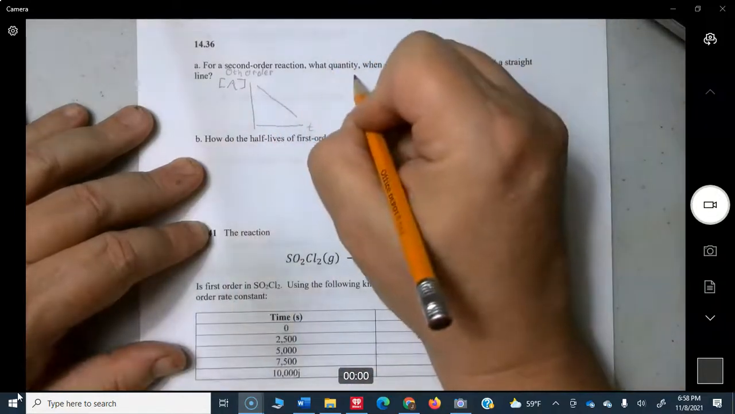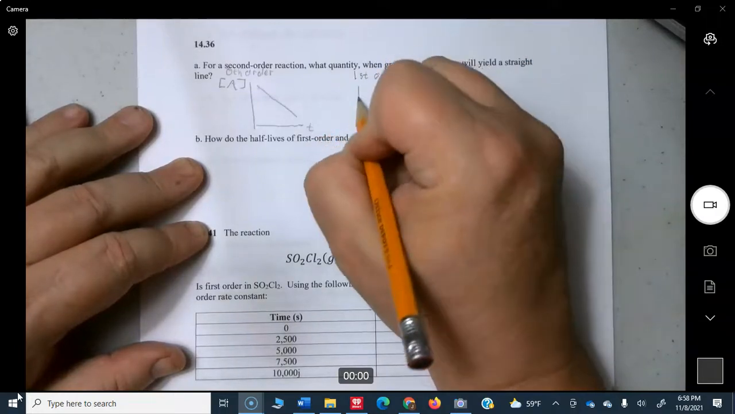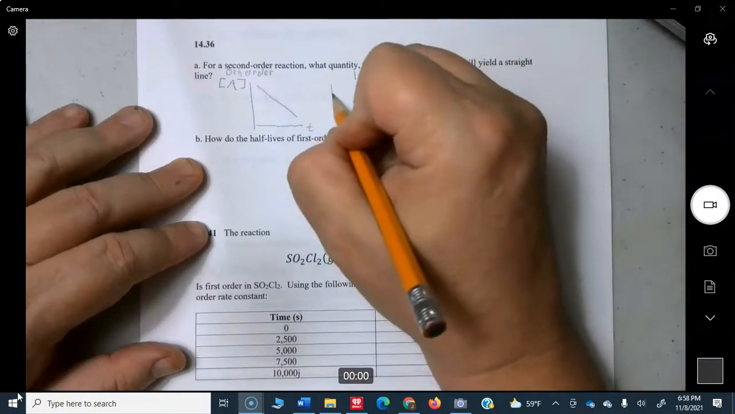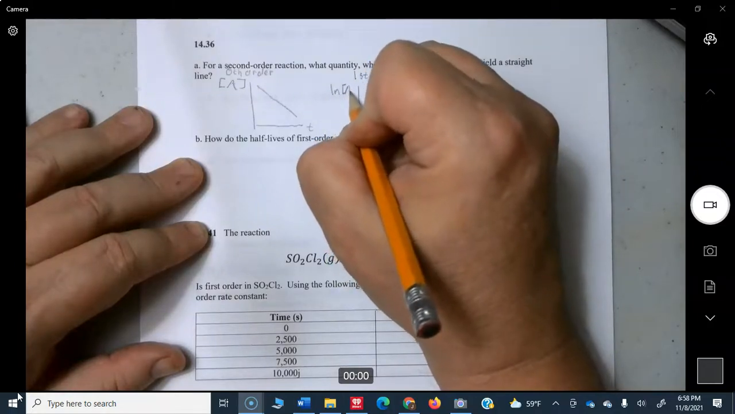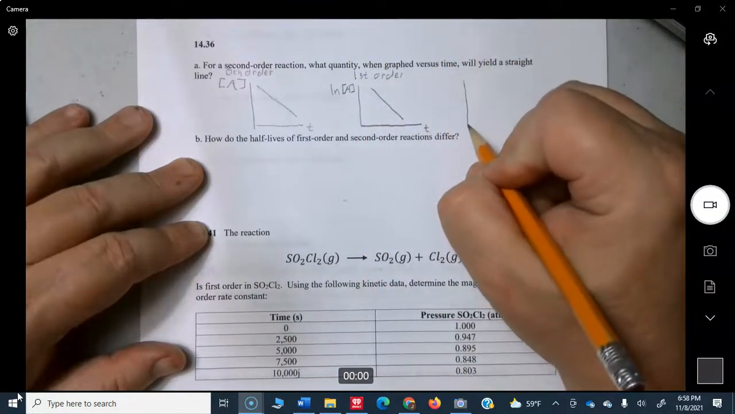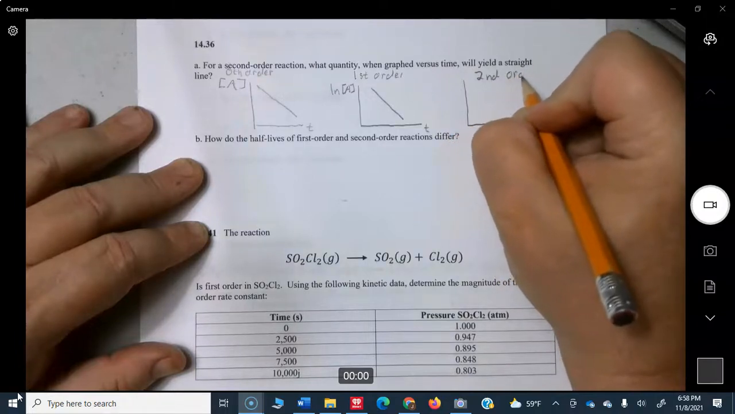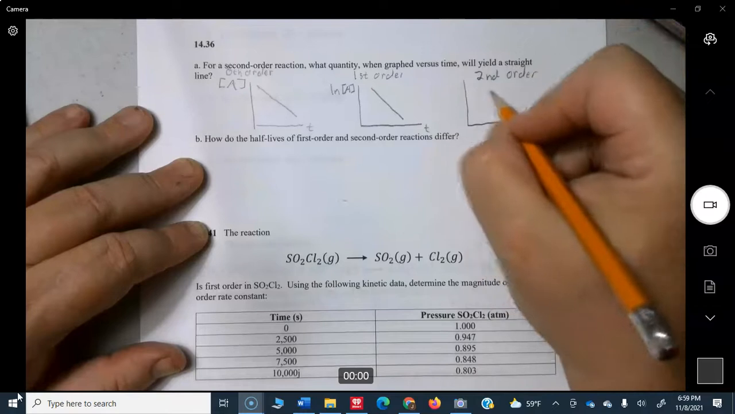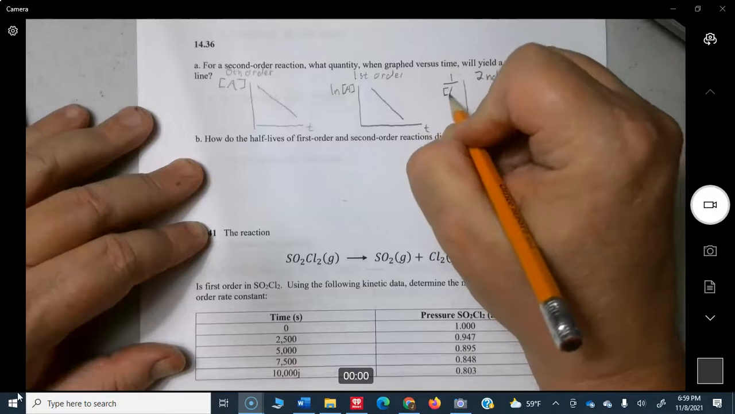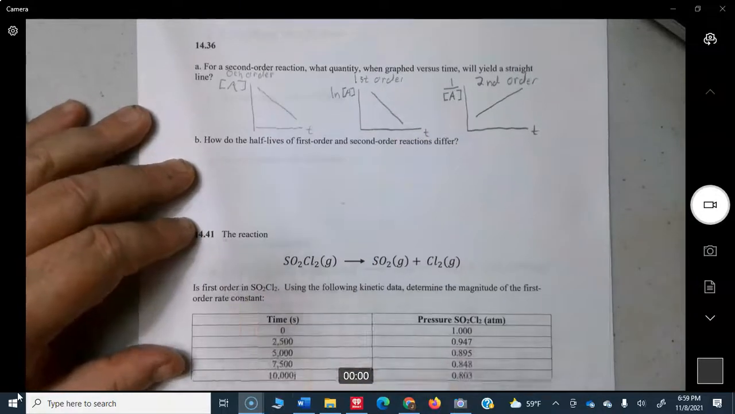That's zero. For first order, you also get a negatively sloping straight line when you graph the natural log of the concentration versus time. And to answer the question, for second order, you get a positively sloping straight line when you graph the reciprocal of the concentration versus time. So that's the answer to that question, but you should have all three of these memorized.